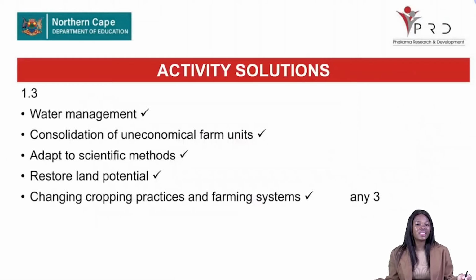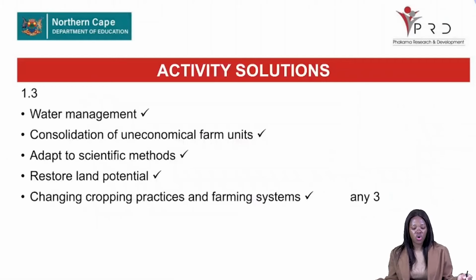Number 3, a farmer may adopt scientific methods, such as applying the use of technology. Number 4, a farmer may restore land potential. By restoring the land potential, you can firstly do soil analysis to evaluate the availability of nutrients in the soil. Which nutrients are available and which ones are not? Those that are not available should be provided through fertilizer, just to prevent nutrient deficiency and nutrient toxicity. Why? Nutrient deficiency and toxicity decrease production.